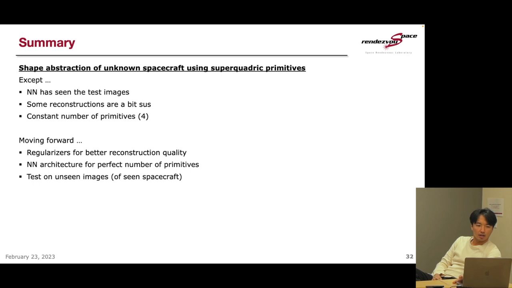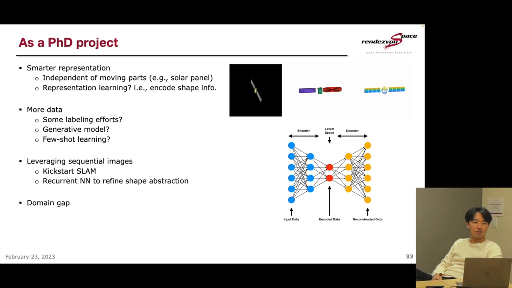Now, last slide. So this itself can be a PhD project of its own. So I try to think of what are some subtasks that one can try to tackle in order to make it really possible to extract and track the pose of an unknown spacecraft and be able to do all the GNSS magic around it.